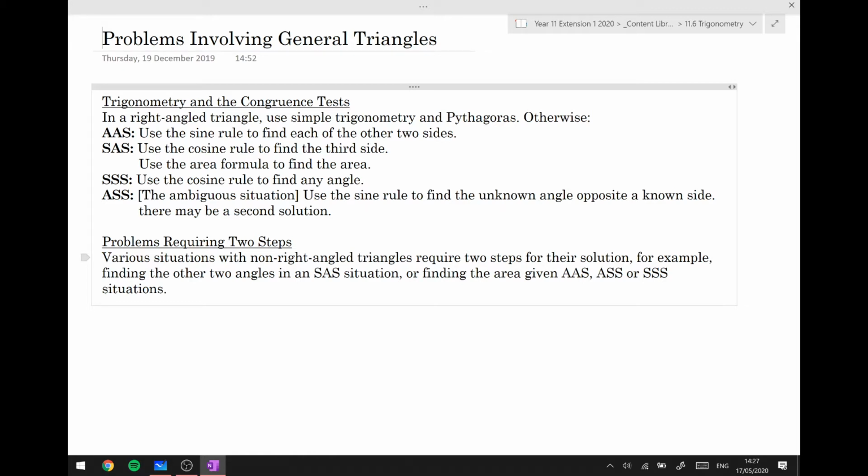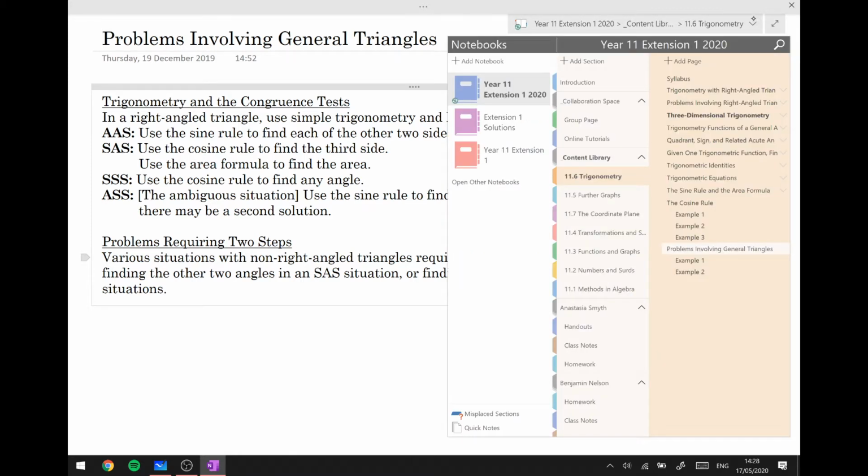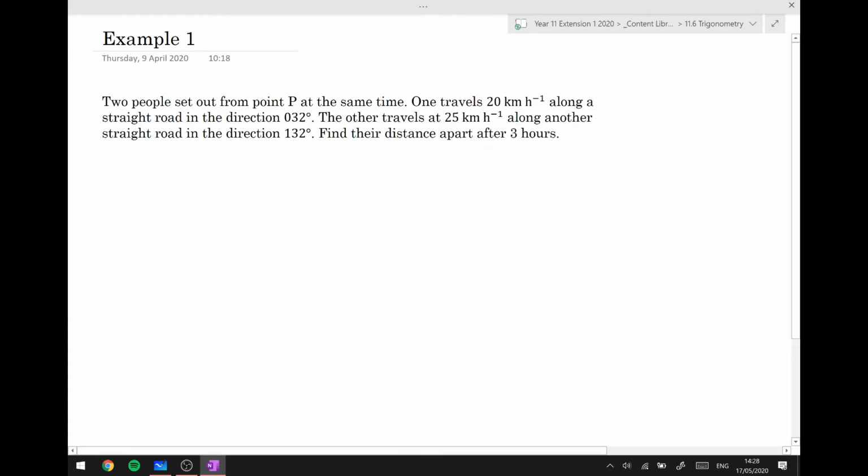Side, side, side. Use the cosine rule to find any angle. Pretty straightforward. And then we've got ASS, the ambiguous situation, where we use the sine rule to find the unknown angle opposite a known side, and there may be a second solution. So remembering in that case, we're not 100% sure what this triangle looks like. There can be more than one case, so you have to go through those tests. Okay, so that's pretty much a list of which rule to use when. And so from there we can solve problems.